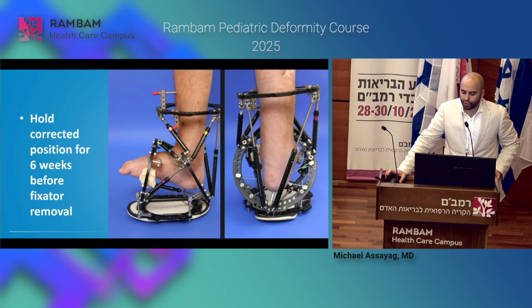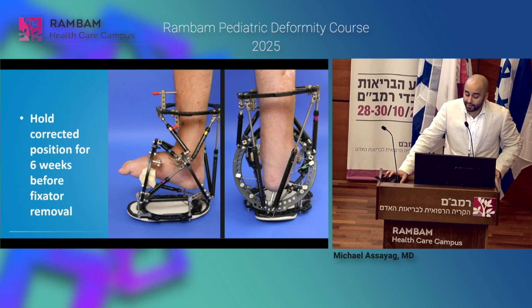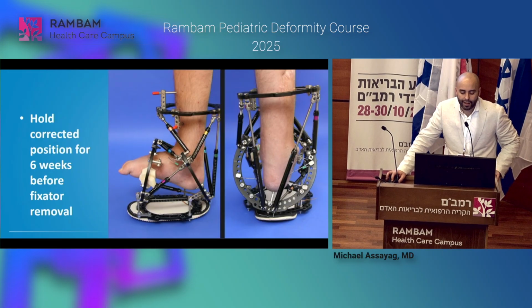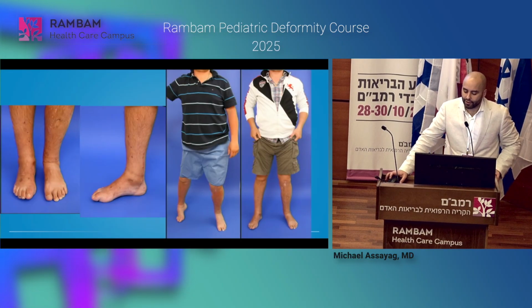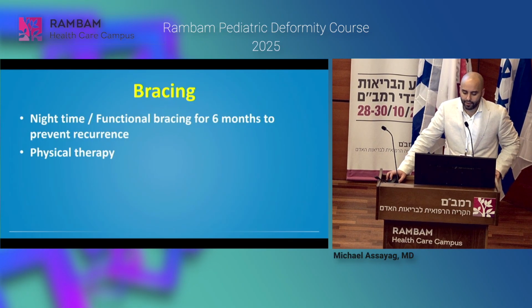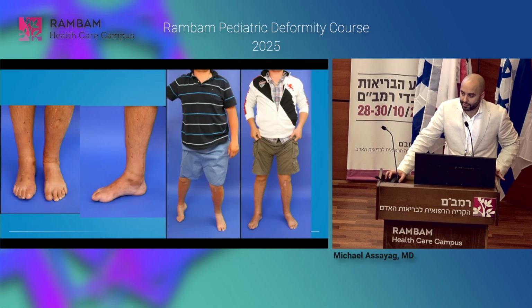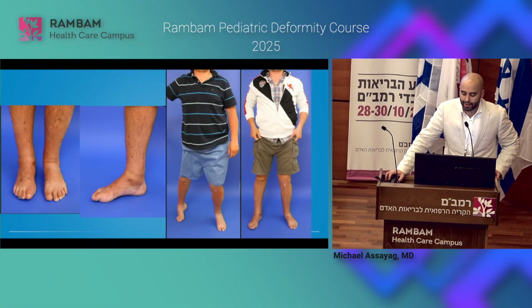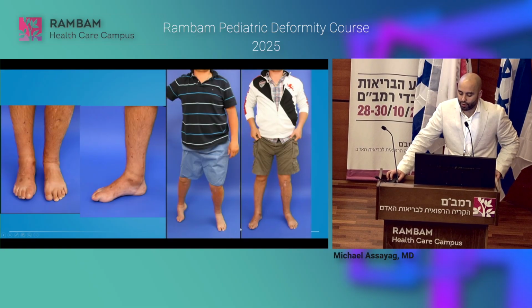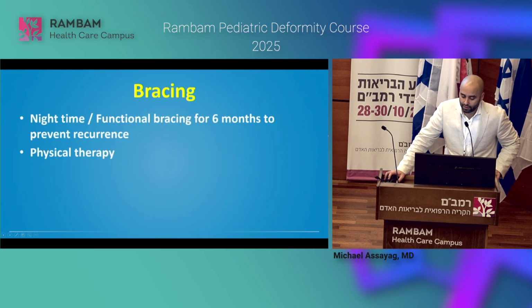We obtained the correction gradually. We overcorrected 15 degrees. We maintained the position for 6 weeks. And then at the end of the correction, we put him in a cast to make sure that he would keep the correction and maintain the position for many months after that with bracing. So this is him before correction. This is him after correction. I hope he's not driving anymore.